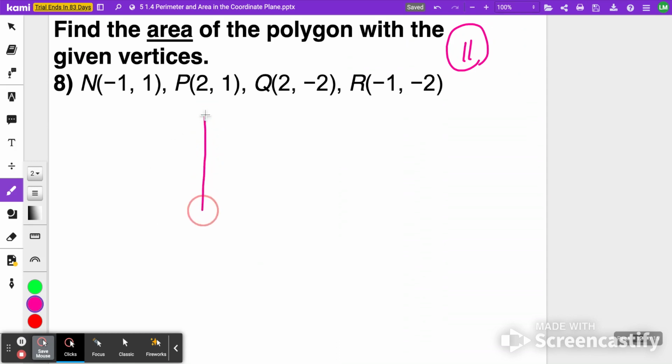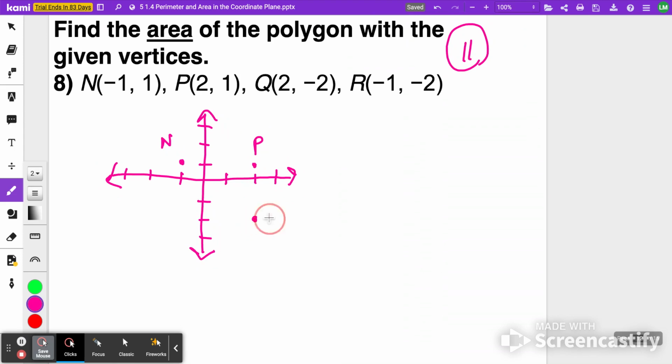So the first thing we want to do is think about where these are located on the coordinate plane. We have N at (-1, 1). So I'm going to draw some dashes here. We're only up to 3, so I'm going to space this one out a little bit better. 1, 2, 3. Okay. N is (-1, 1). So here's N. P is at (2, 1). Q is at (2, -2). And R is (-1, -2). Okay. So we have all of our points ready to go.